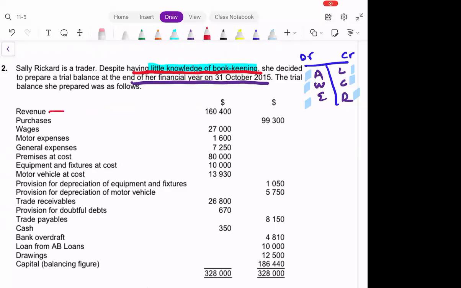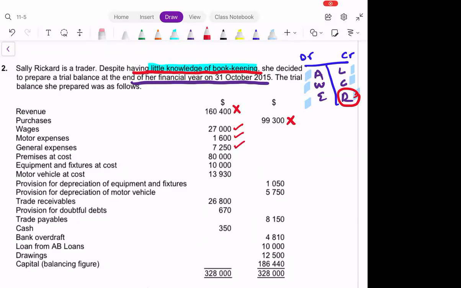First one, revenue. Revenue is supposed to be on the credit side, but this accountant put it in debit, which is wrong. After that, purchases. Purchases is an expense. Expenses are supposed to be debit, but they put it in credit. Wrong also. Wages. Wages is an expense. Correct. Motor expenses, correct. General expenses, correct.